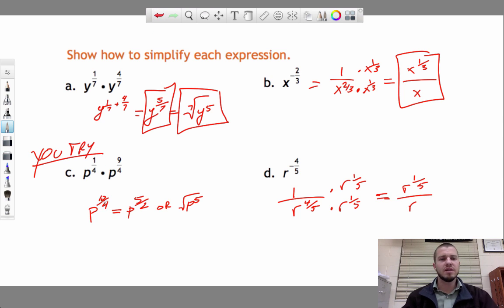So this first one, you add the exponents: p raised to the 10 over 4, which reduces to 5 over 2. You could also have it as the square root of p to the 5th.